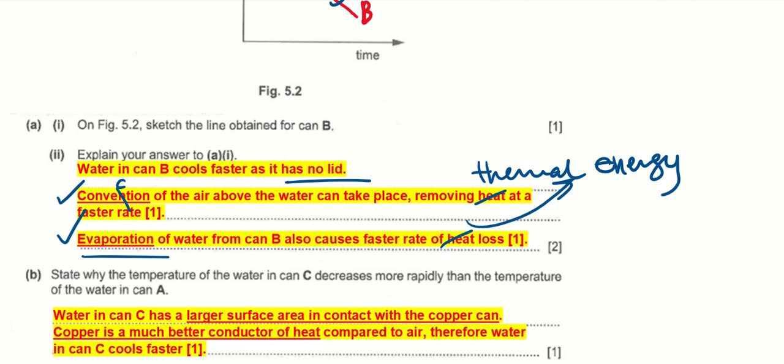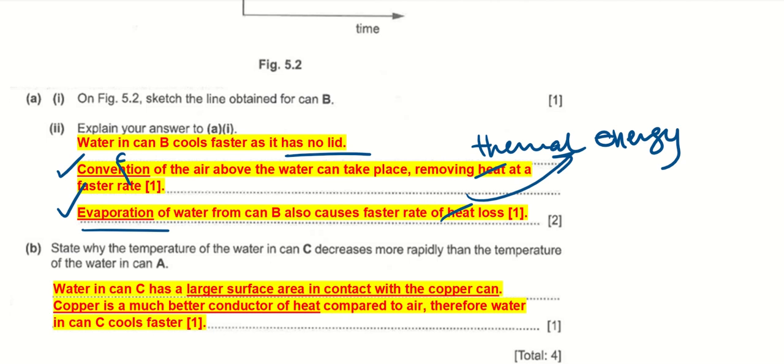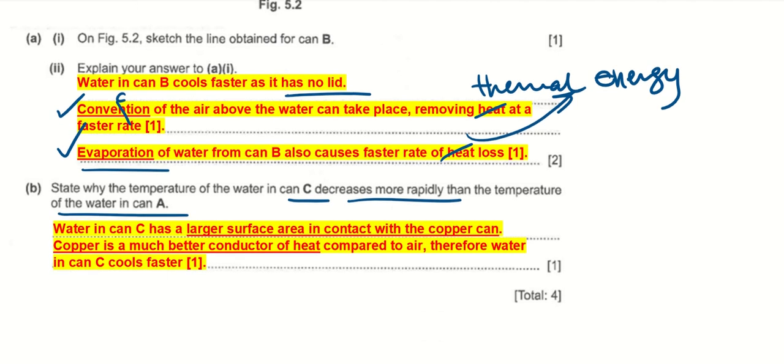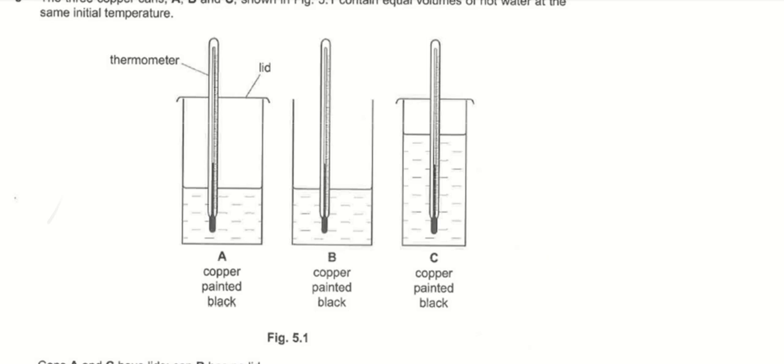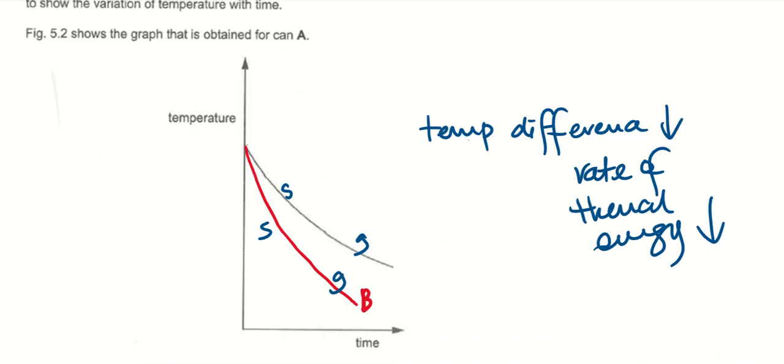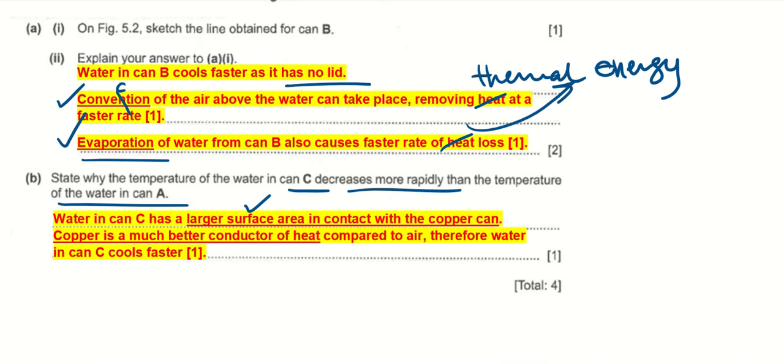Again, use thermal energy. Now, state why the temperature of the water in can C decreases more rapidly than the temperature of the water in can A. Right? So basically water in can C has a larger surface area in contact with the copper can. Now, do you remember A and C? They actually both have lids, so we cannot use the lid reasoning here. However, C has a smaller diameter. Okay, so what does it mean? Water in can C has a larger surface area in contact with the copper can, right?